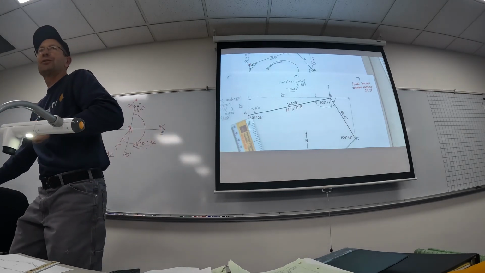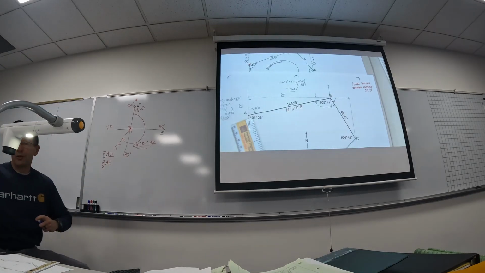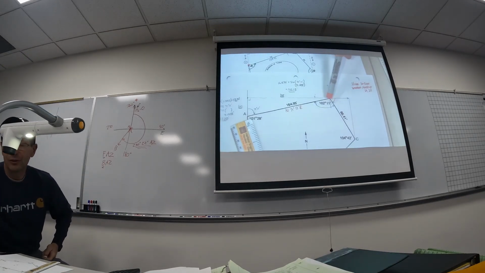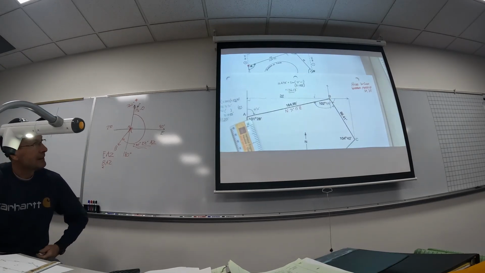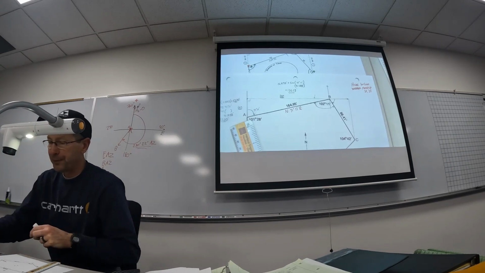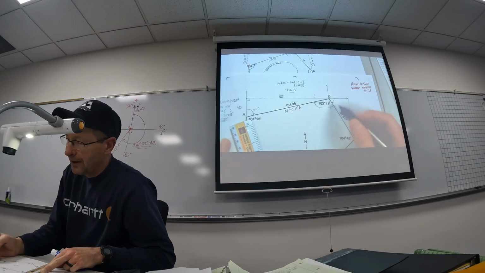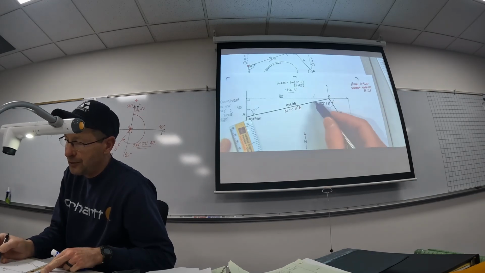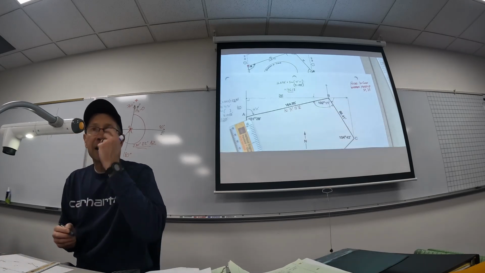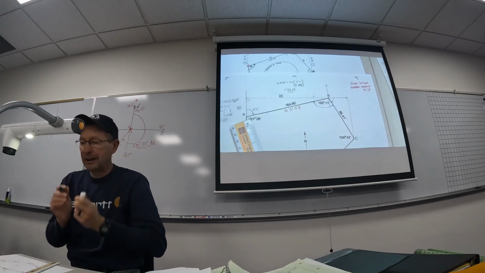Look at this as a puzzle right now. What pieces do I know? I know I've got 102.11 on the inside of this. I don't know what this is. Could I calculate it? Could I find what that is? I could, right?